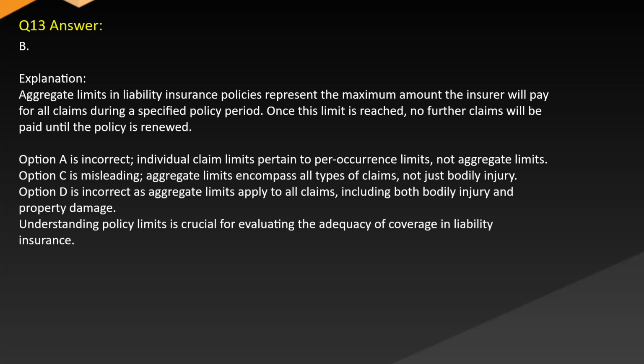Option A is incorrect. Individual claim limits pertain to per occurrence limits, not aggregate limits. Option C is misleading. Aggregate limits encompass all types of claims, not just bodily injury. Option D is incorrect, as aggregate limits apply to all claims, including both bodily injury and property damage. Understanding policy limits is crucial for evaluating the adequacy of coverage in liability insurance.